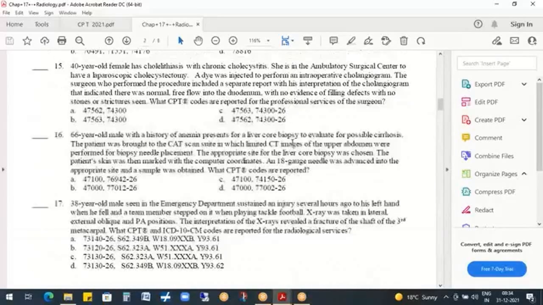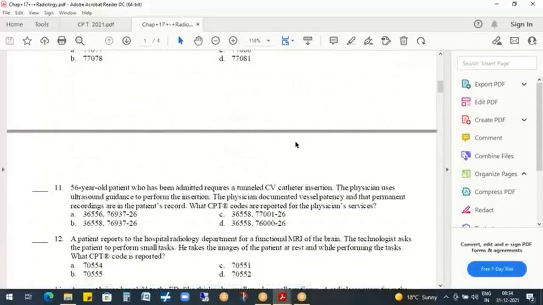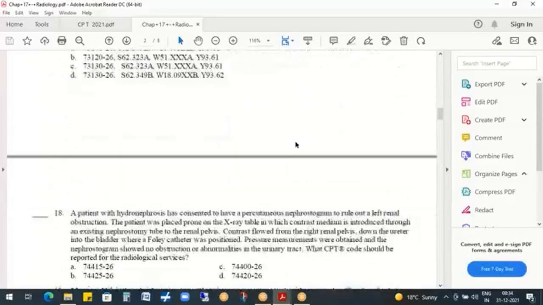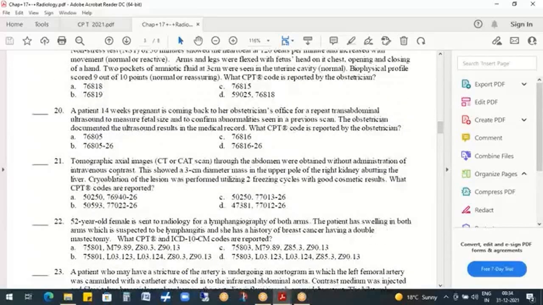Now you can see the scenario. Again I will repeat the scenario with the example. Can you see question number 20? You coded 76816, yes or no? It is in option C and D. Are we able to see question number 20? The option is in both C and D. But where is this technique performed? In the physician office or not?